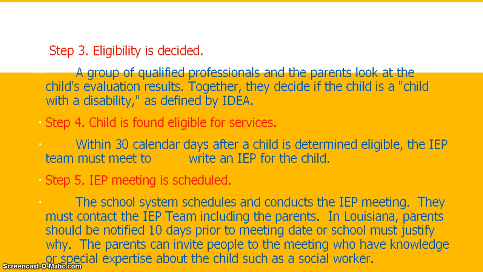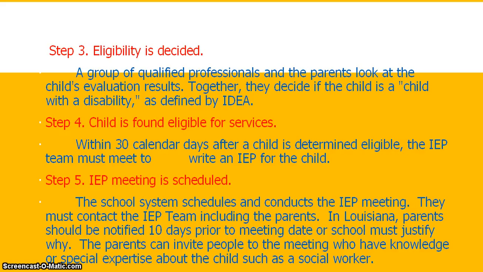Step 3. Eligibility is decided. The group of qualified professionals and the parent look at the child's evaluation results. Together, they decide if the child is a child with a disability, as defined by IDEA. Step 4. Child is found eligible for services. Within 30 calendar days after a child is determined eligible, the IEP team must meet to write an IEP for the child. Step 5. IEP meeting is scheduled.